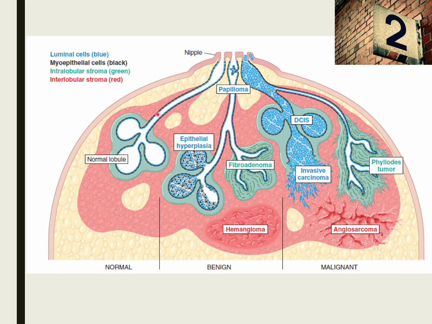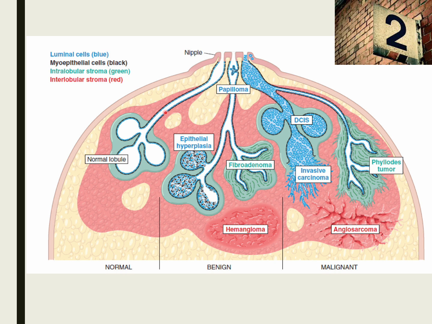So the luminal cells are the innermost layer of the bilayer ductolobular system, and it's highlighted here, as I said, in blue, while the myoepithelial layer is the outer layer that rests on the basement membrane, and it's highlighted here in black. Furthermore, the breast has two types of stroma.